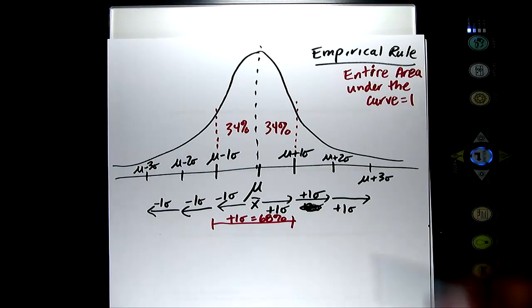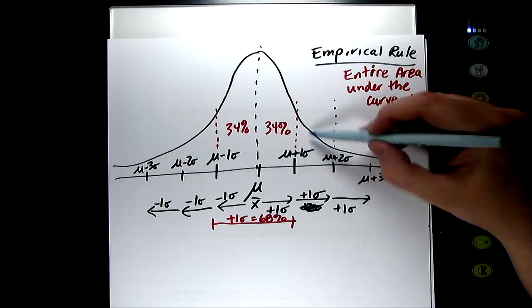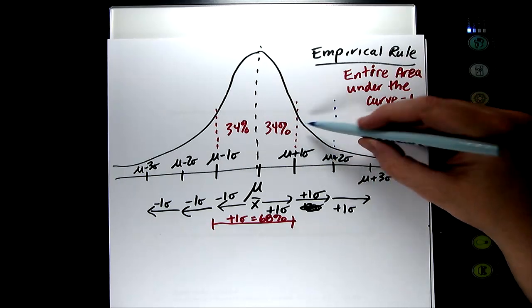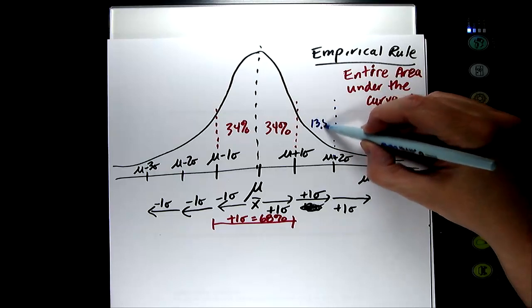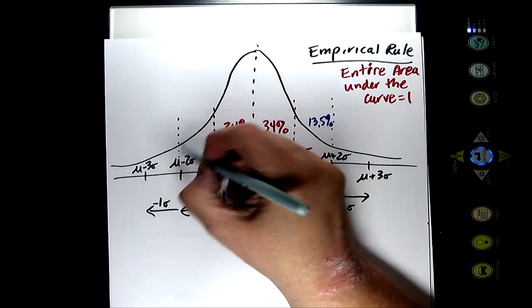And now if I go to the next region, it is much smaller in size than the 34%. This is actually only 13.5% here. And it's the same thing over here between -2 and -1.